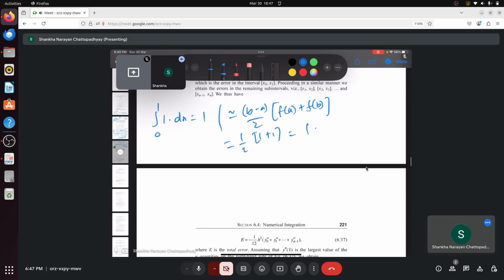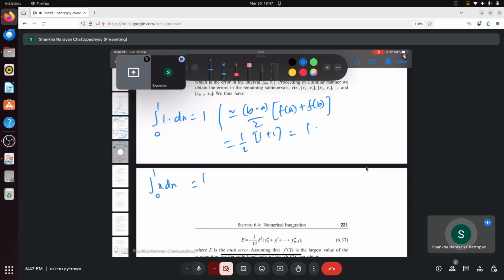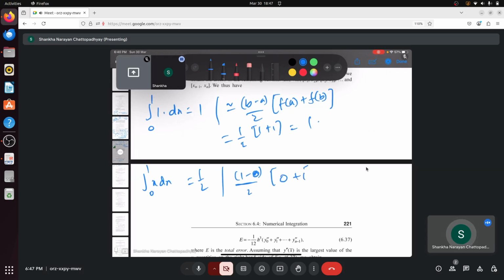Now if you have this functional form, f(x) equals x, what will be the value? The original value is half. You apply the trapezoidal rule, so that gives you 1 minus 0 by 2, f of a, that means f(0) is 0, plus f of b is 1, so that gives you half into 1, so half. So the trapezoidal rule gives you the correct answer for x.